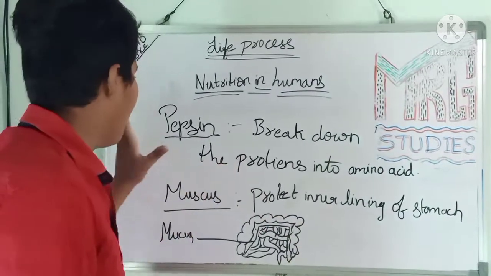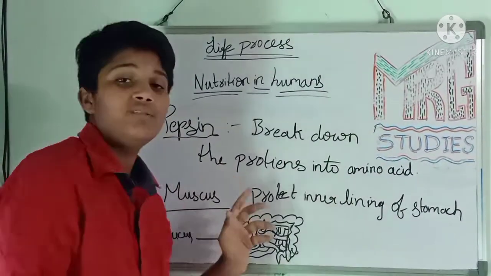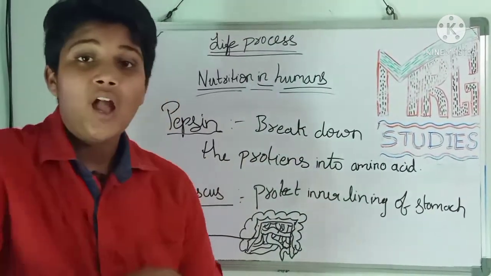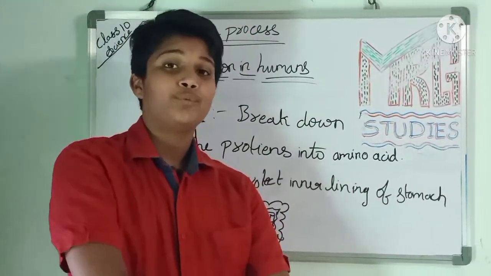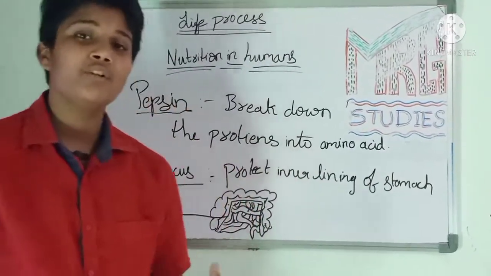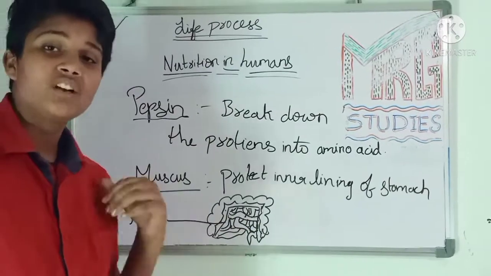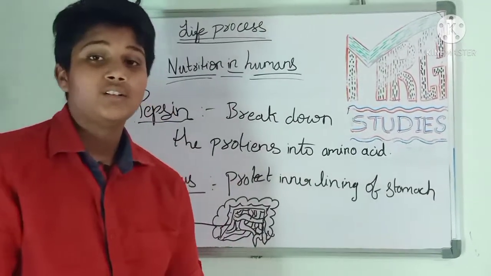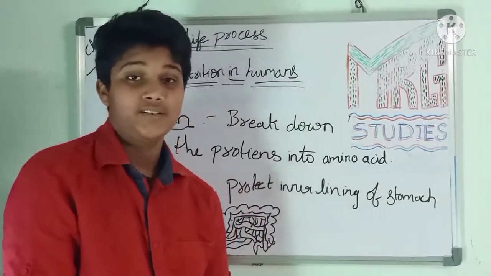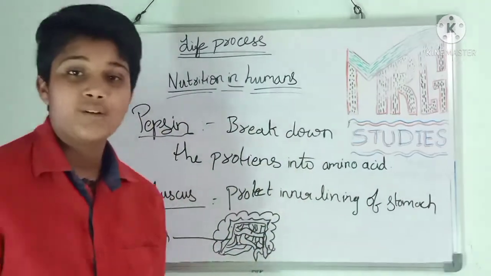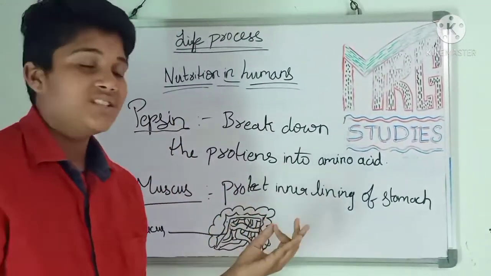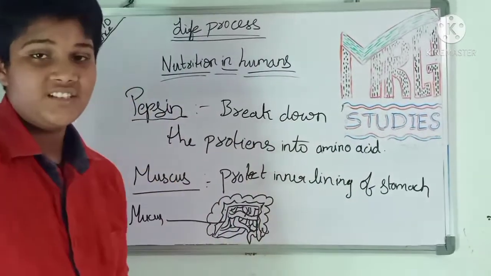Now I will tell you about pepsin. Pepsin is nothing but the breakdown of proteins into amino acids. From what food do we get proteins? Milk, eggs and so on. When we eat an egg and it goes into the stomach, it is broken down by pepsin and the proteins turn into amino acids. Amino acids are a mix of carbon, hydrogen, oxygen and nitrogen. That is the mix of an amino acid.